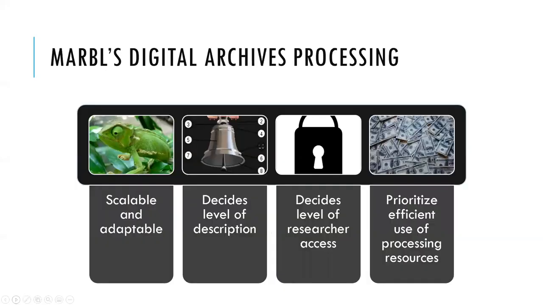So to talk a little bit more about the digital archive processing at Emory University, they were trying to find a processing process that was scalable and adaptable, so one that could adjust to collections that were really large and also collections that were fairly small, one that really did describe the levels of description that a collection would receive, describe the level of researcher access, which is something that we'll talk more about later on, and that really was focused on the efficient use of processing resources.